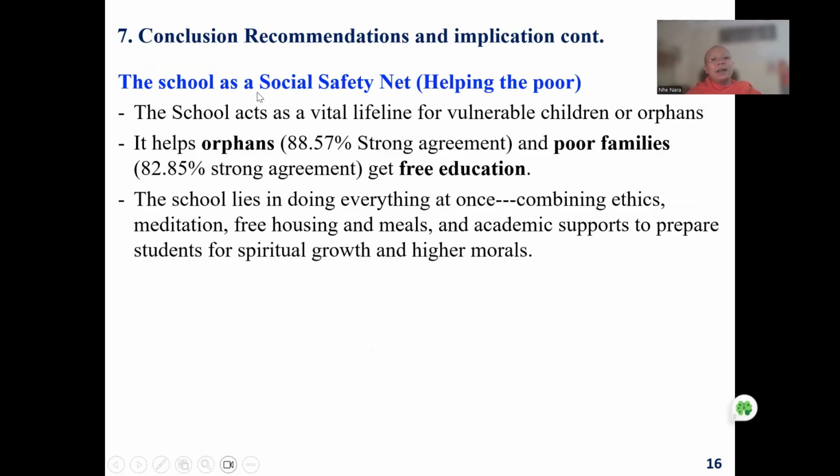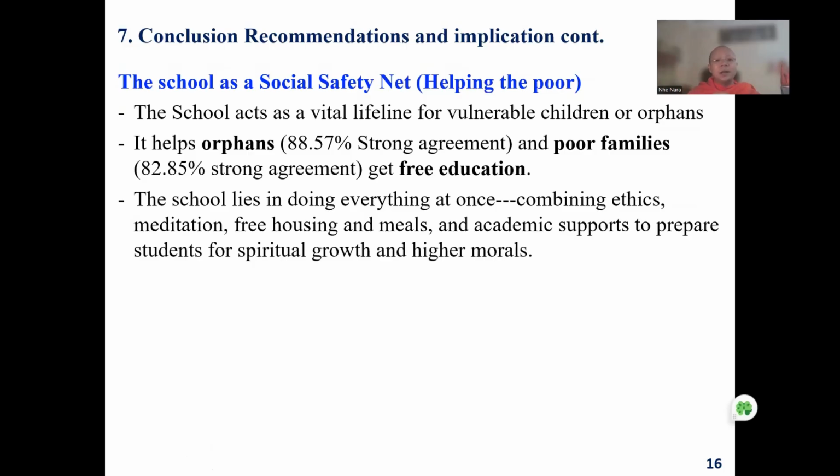Also, the school acts as a social safety net, helping the poor. As I mentioned earlier, 88.57% strongly agree that orphans and students from poor families have the chance to study and get a free education. The school excels in doing everything at once, combining ethics, meditation, free housing and meals, and academic support.